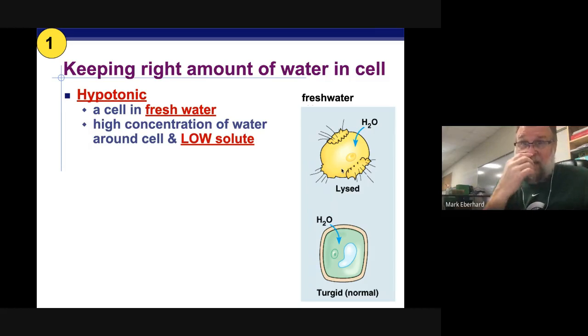And that means you have a high concentration of water around a cell and you have low solute. You may have to add a box for the low solute. Just make a text box real quick. I can't remember if I put that in or not. That was a late change.